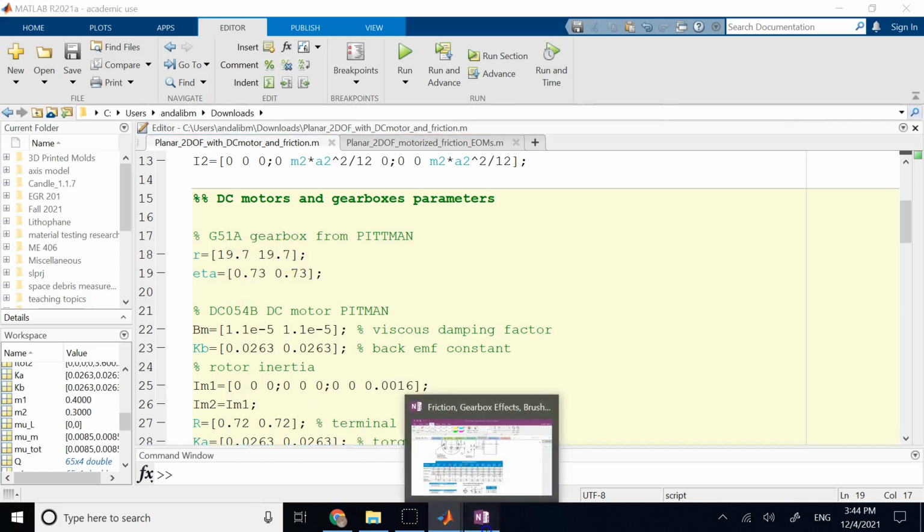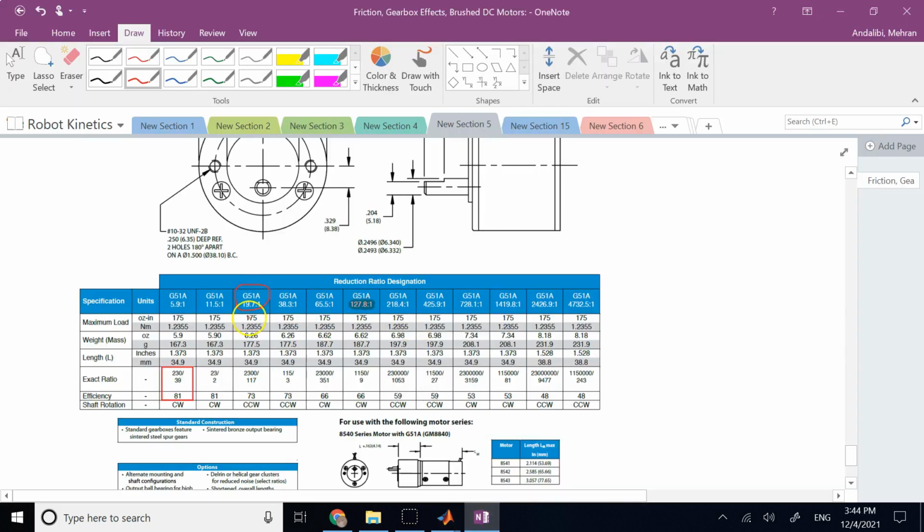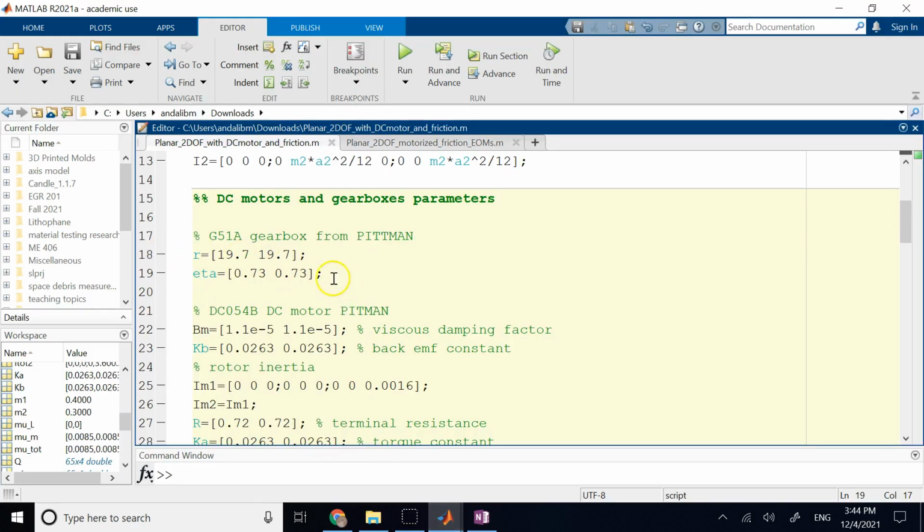And then this guy has efficiency. One of the parameters that we need in our equations is eta, or efficiency, and that, as you can see, is 73%. So that's what I have here.